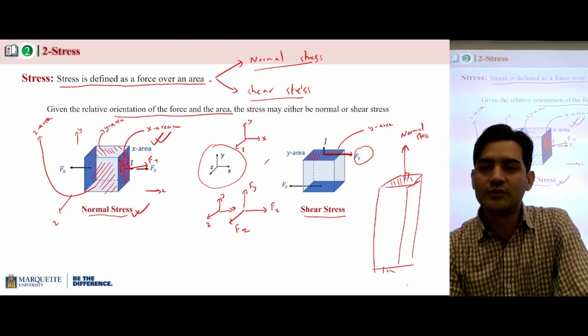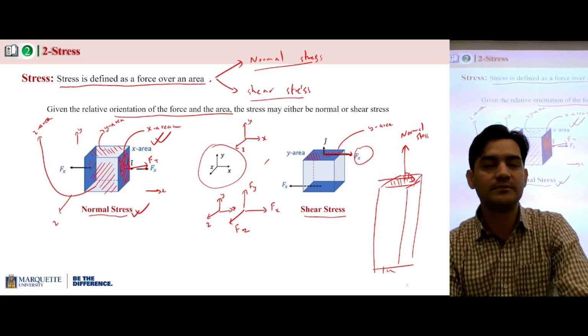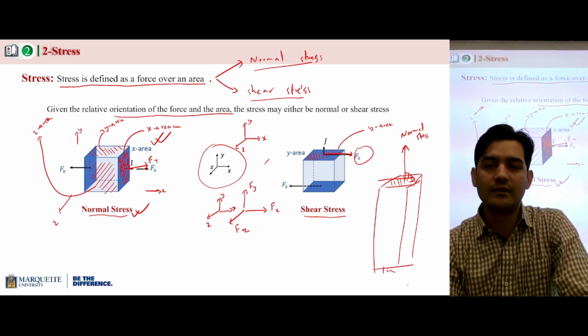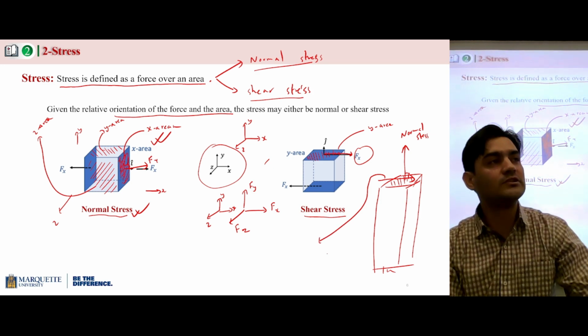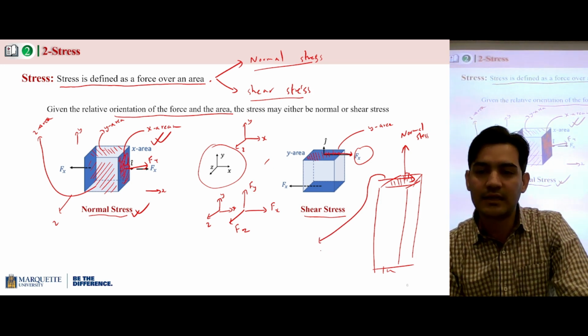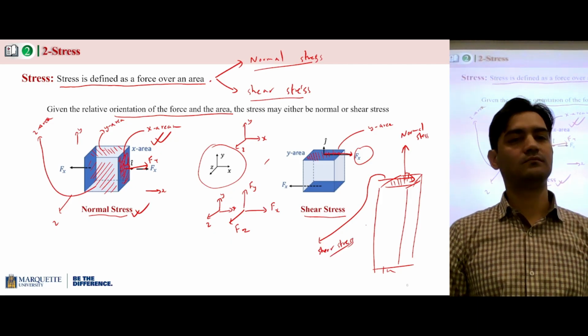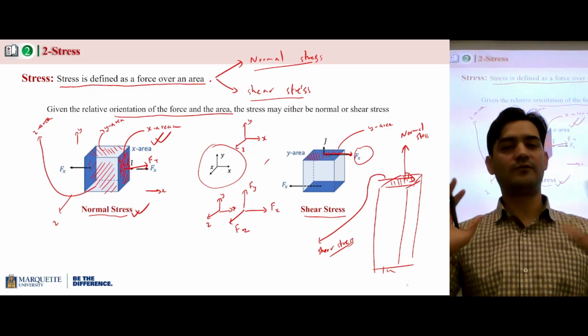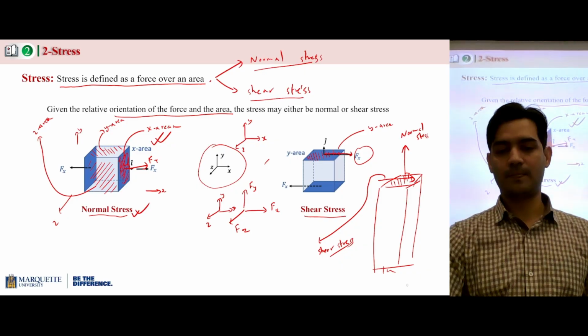And if the force is acting parallel to the surface area, which is it is making a 0-degree angle with the surface, then this type of force will cause a stress, and the stress is called shear stress. So those are the two types of stresses based on the orientation of a force.